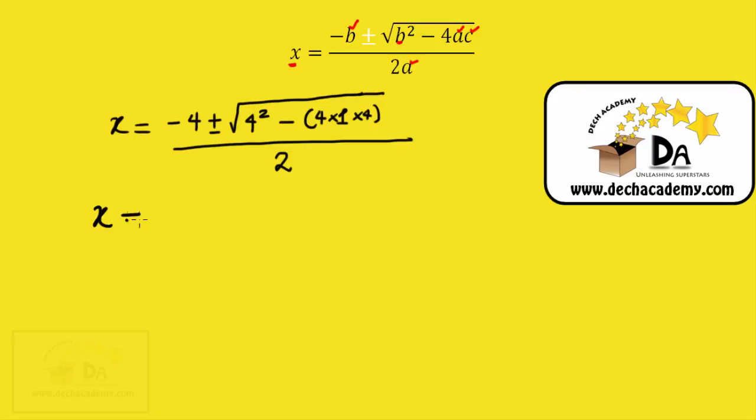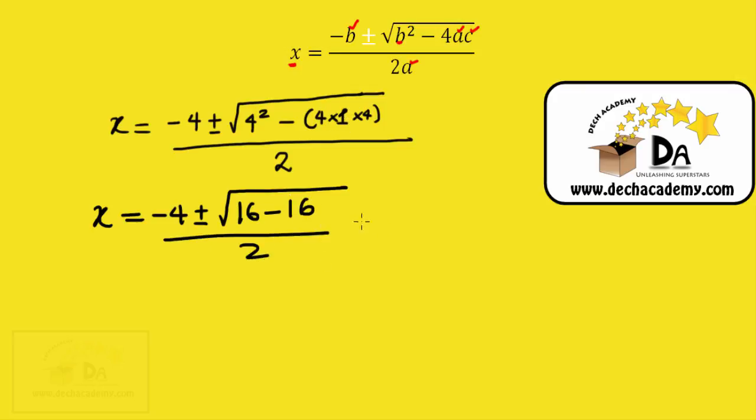So simplifying gives x is equal to minus 4 plus or minus the square root of, what's 4 squared? 16, minus, what's 4 times 1 times 4? That's 16, all divided by 2. So that means x is equal to minus 4 plus or minus the square root of, well, 16 minus 16 is 0, so that's 0. So the square root of 0 is 0, so it's essentially minus 4 plus or minus 0 divided by 2, which can be written as x is equal to minus 4.